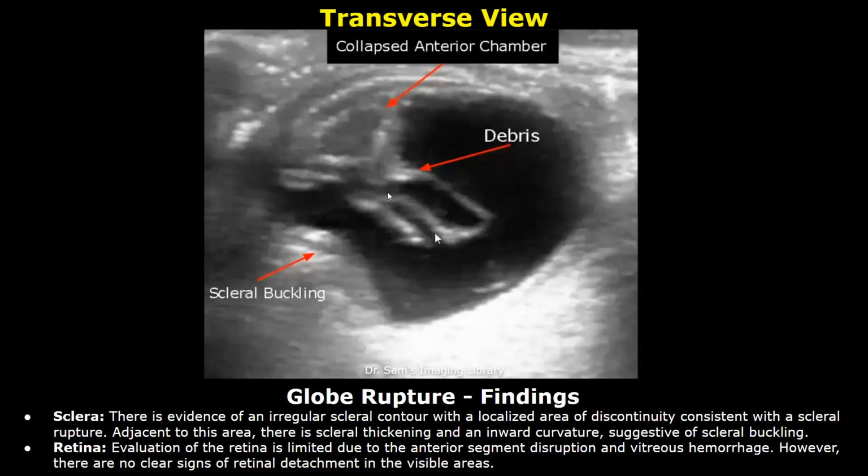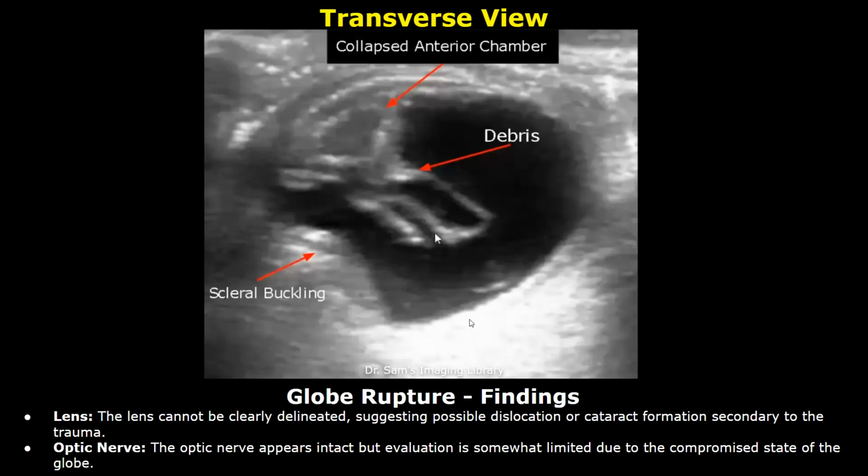There is evidence of an irregular scleral contour with a localized area of discontinuity consistent with a scleral rupture. Adjacent to this area, there is scleral thickening and an inward curvature suggestive of scleral buckling. Retina: evaluation of the retina is limited due to the anterior segment disruption and vitreous hemorrhage. However, there are no clear signs of retinal detachment in the visible areas.